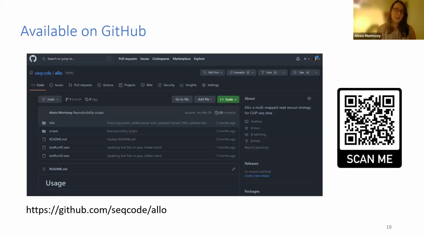Allo is functioning and it's available on GitHub to use. Please email me or contact me with any questions, or if you think that there should be an extra argument in Allo, because I actually really take these things into consideration.